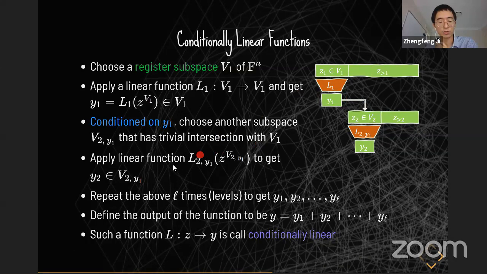You will choose a space V2 and then apply a function, where both the subspace, where the qubits are, and what functions you use depend on the first information Y1 you see. And you repeat this L times, and we call L the number of levels of the CL function. You can get Y1 to YL. And then the output of the function is the collection of all the yi's. So you sum over all these yi's, you get the output y. And then the conditional linear function is just from z to this y. So it's an extension of linear functions with a sequence of conditioning on intermediate outputs.